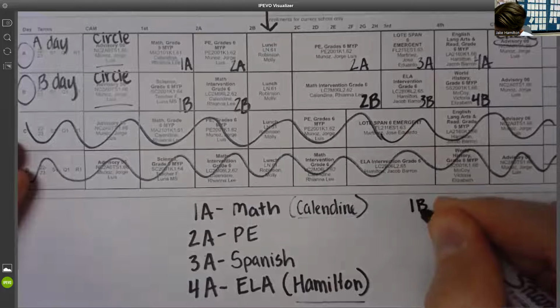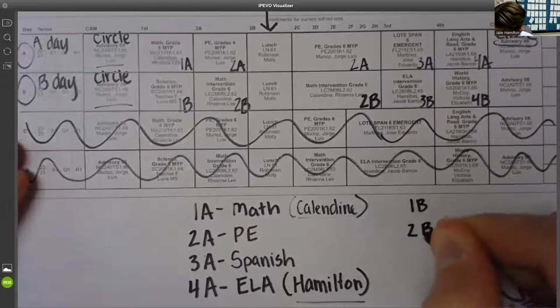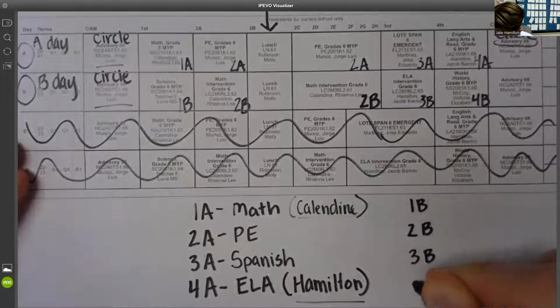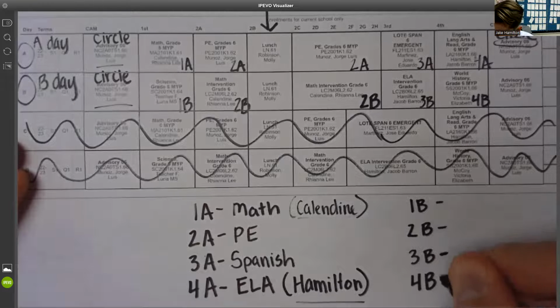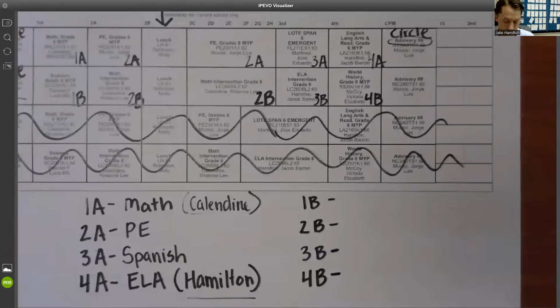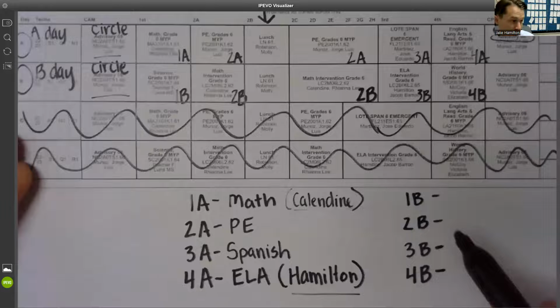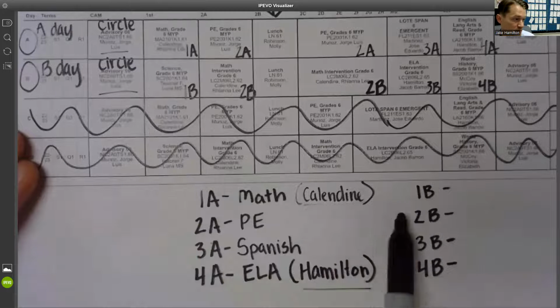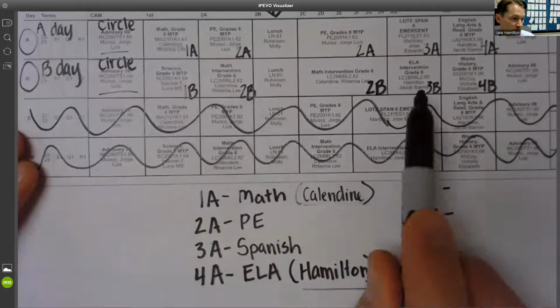And then do the same thing. On your schedule, write 1B, 2B, 3B, 4B. And write which classes you have in the correct order. So for this scholar, same thing. They match up just like this.